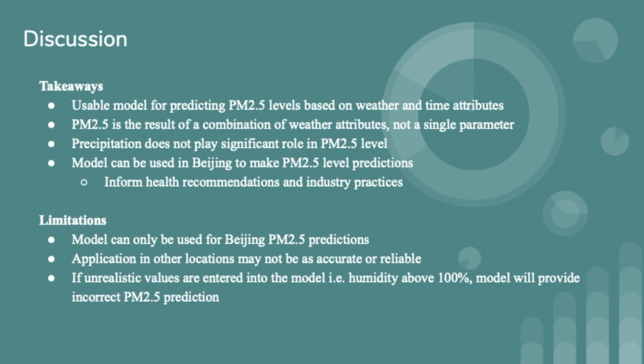And finally, if unrealistic values are entered into the model, such as a humidity value above 100% or a temperature that's out of the range of the standard model, then the model will still provide a PM 2.5 prediction. However, this value will be incorrect and unrealistic.